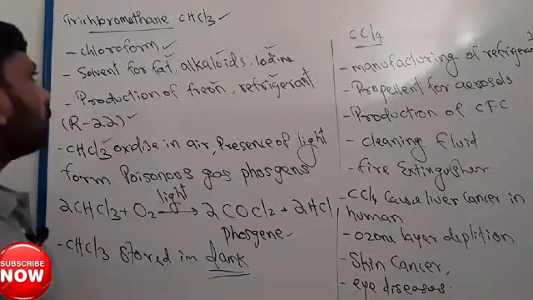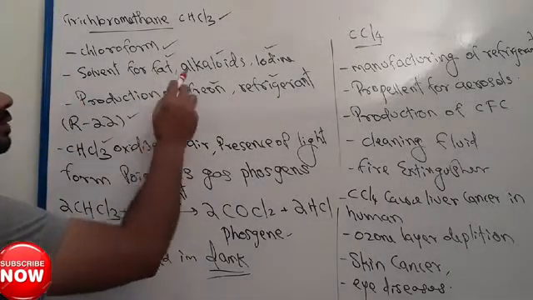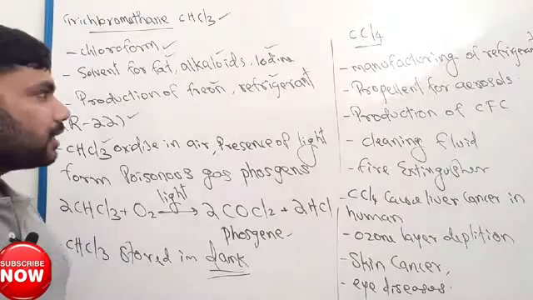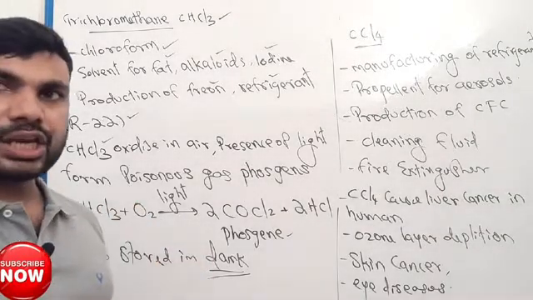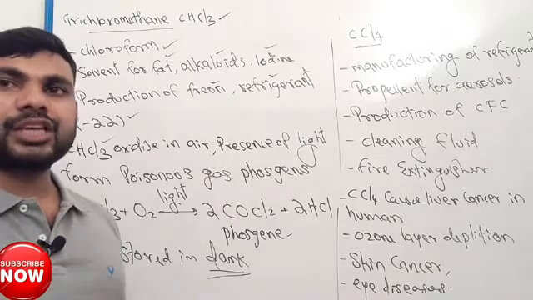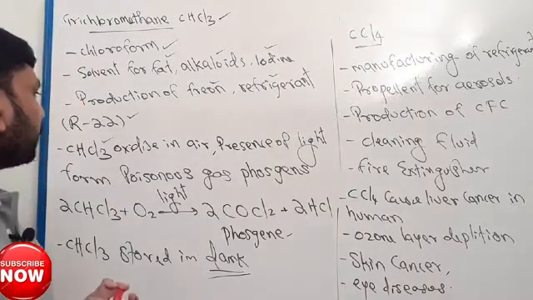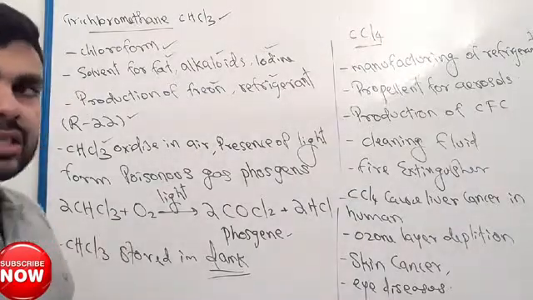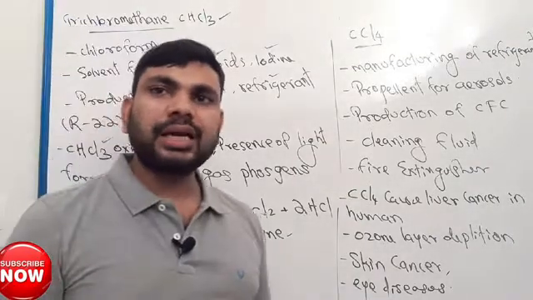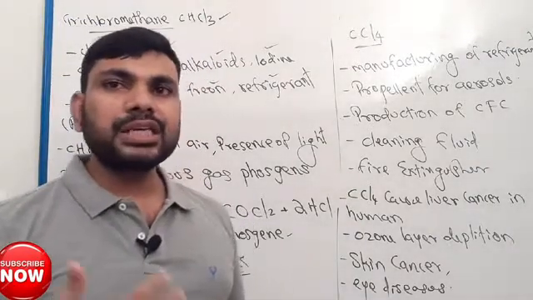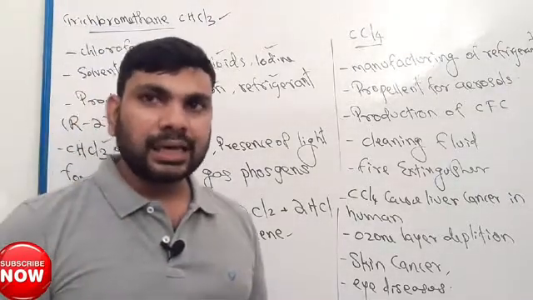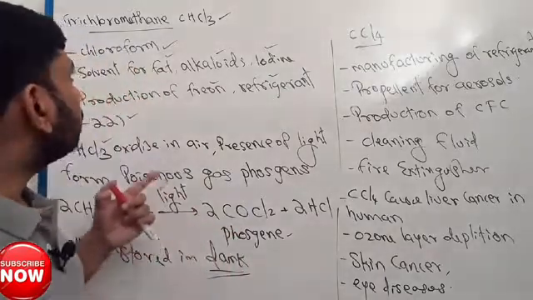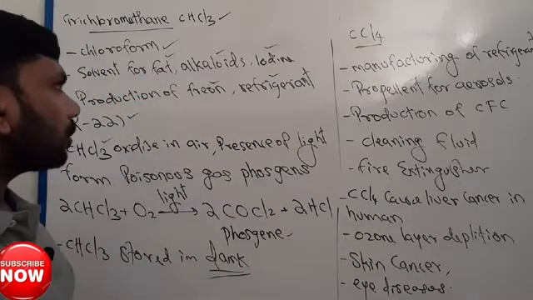So chloroform is an important solvent for fat, alkaloid and iodine, and it is used in the production of Freon and refrigerant, mainly refrigerant R22. It will oxidize in the presence of sunlight and air and forms COCl2, phosgene, a poisonous gas. These are the important points we have to remember about chloroform.